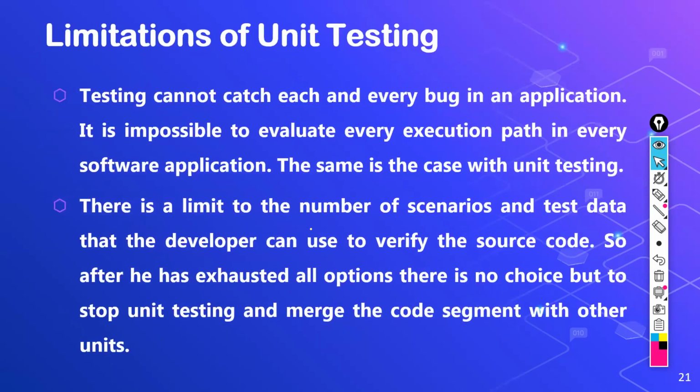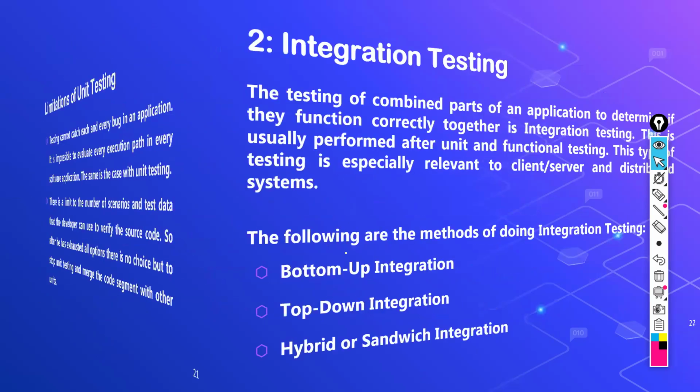And that's why we have some limitations in unit testing as well. You can't catch each and every bug because you're testing as an individual. So individually, whatever is possible, you would have done. Plus, you'll have a limited number of scenarios and test data because you're simply verifying the source code. And once you're done with all of those, you will simply stop your unit testing and merge that code segment with the other units.